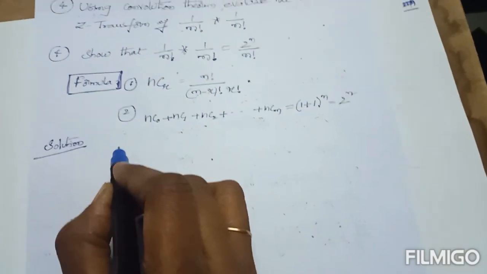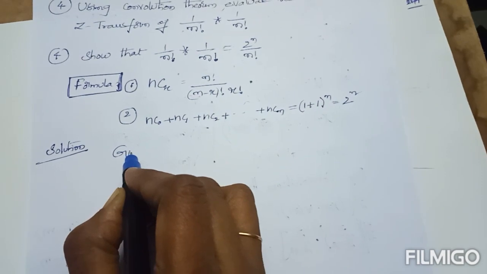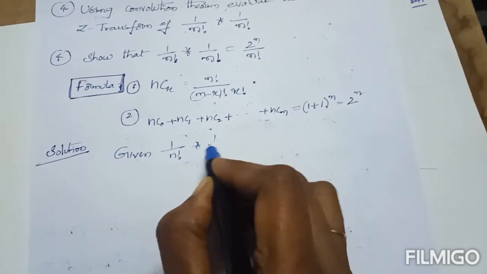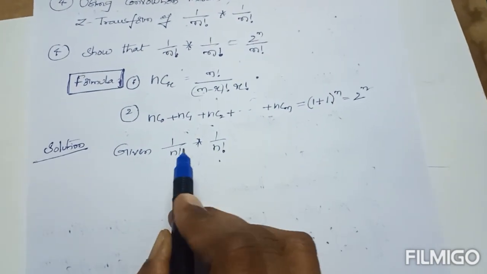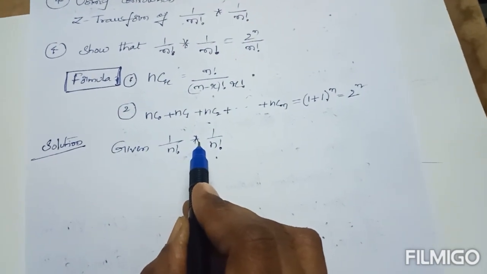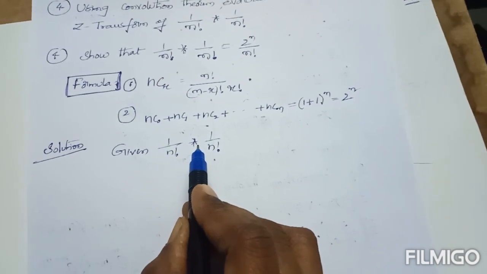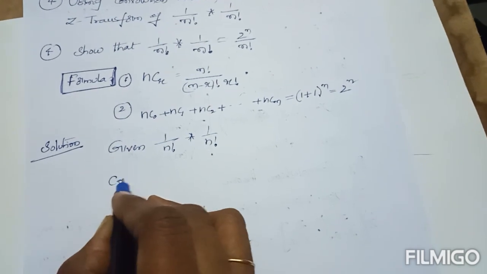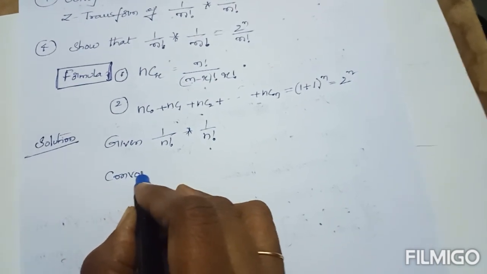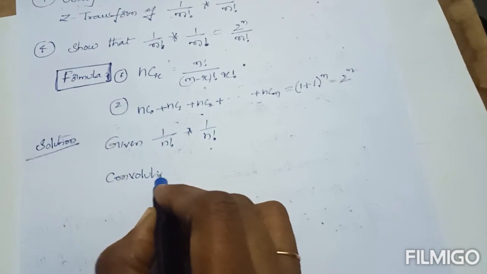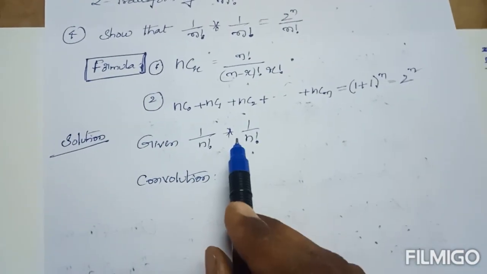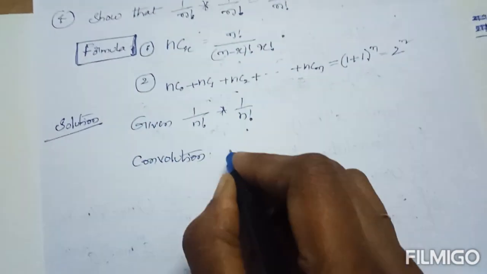Here it is given that 1 by n factorial star 1 by n factorial. The star is called the convolution operator in this chapter. So according to the convolution operator, the convolution statement is taken as follows.